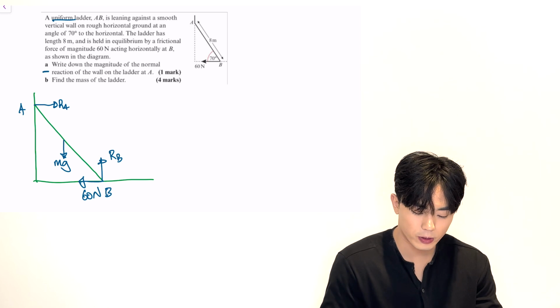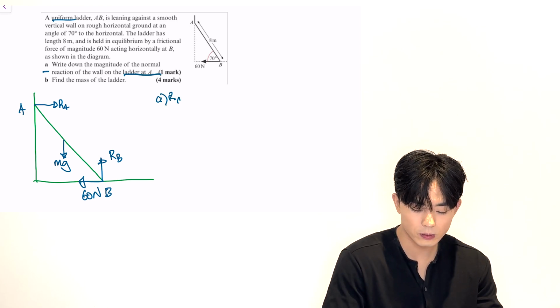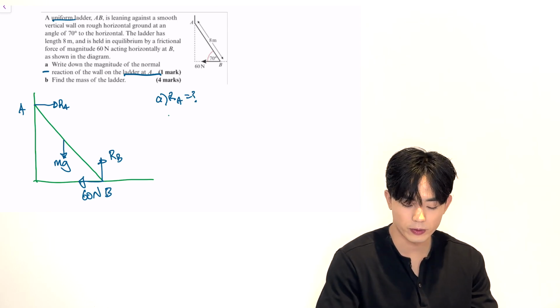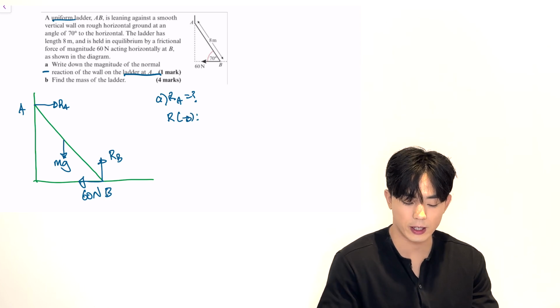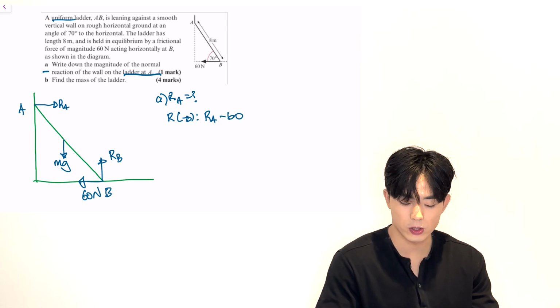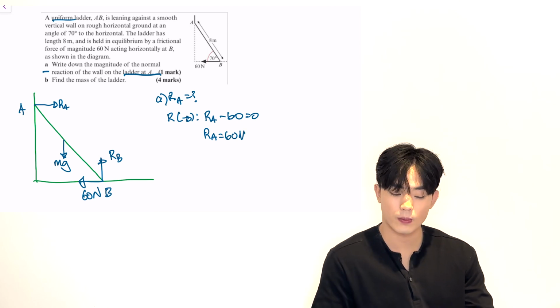Write down the magnitude of the normal reaction force at A. So they're asking us for what RA is going to be. Luckily for us, because it's in equilibrium, we can resolve forces. I can resolve horizontally, looking at the forces that are acting horizontally. Well, we have RA horizontally, and we also have minus 60 acting horizontally. These are the only two forces acting horizontally. So RA is going to be equal to 60 newtons, like so.